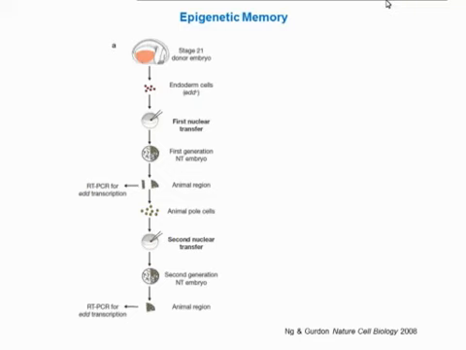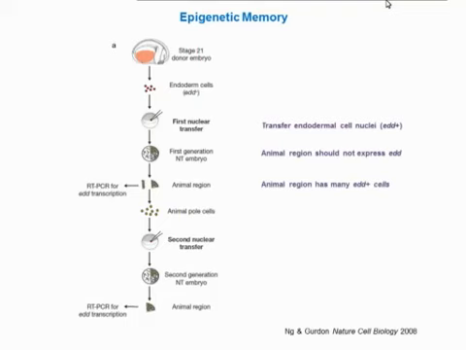And this is work from John Gurdon's lab, in which he's going to demonstrate epigenetic memory. So he is going to have a donor embryo, these are Xenopus, and he is going to take endodermal cells. You can take the nuclei from those and do a nuclear transfer into an enucleated egg. And now he's going to make a new embryo, and the animal region should not express this gene. But in fact, what he finds is that it does. So that's a mistake, an epigenetic mistake, in which this region misexpresses these cells. And if he then takes again those nuclei and transfers them again, he gets the same result.